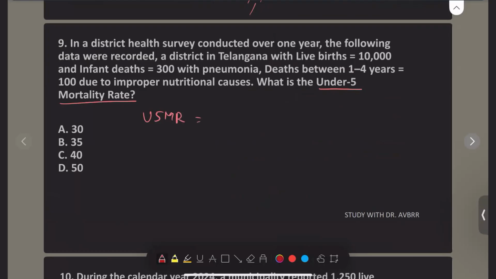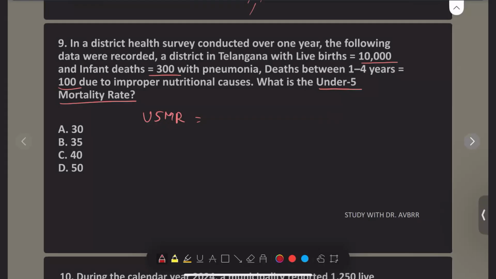Let's read the question first. In a district health survey conducted over 1 year, the following data were recorded. A district in Telangana with live births of 10,000 and infant deaths 300 with pneumonia. Deaths between 1 to 4 years is 100 due to improper nutritional causes. So what is the under 5 mortality rate?